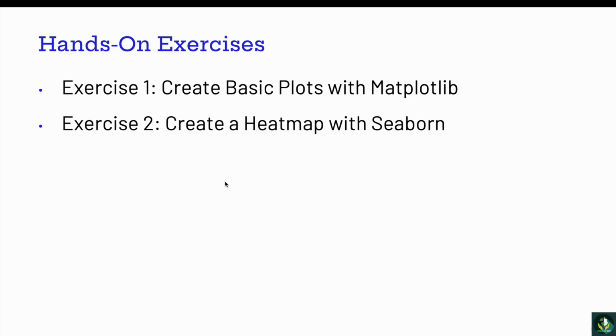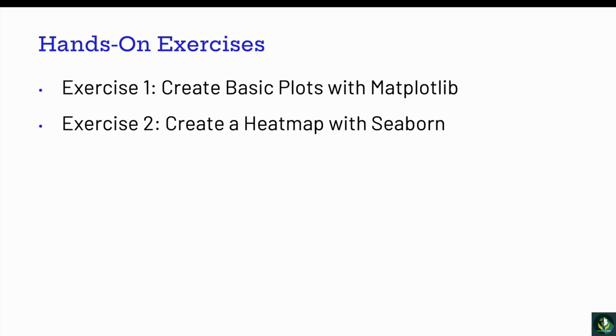But let's move on to exercise 2, where we will be creating a heat map with Seaborn. The objective here is we'll use Seaborn to create a heat map from a correlation matrix. The instructions I can follow here: first I'll load a data set and calculate the correlation matrix. Then I'm going to visualize the correlation matrix using a heat map.